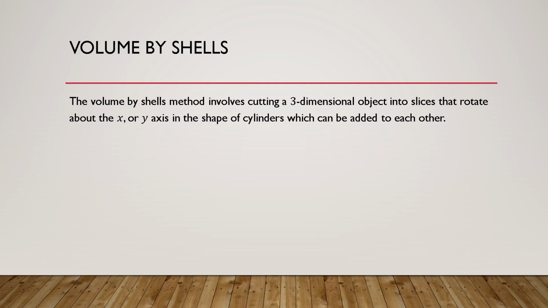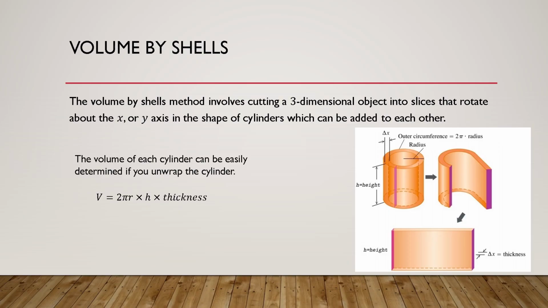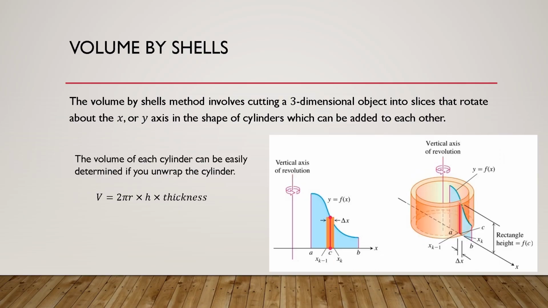The volume by shells method involves cutting a three-dimensional object into slices that rotate around the x or y axis in the shape of cylinders which can be added to each other. The volume of each cylinder can be easily determined if you unwrap the cylinder. Volume equals 2 pi r times the height h times the thickness, or in the context of a shell placed on a coordinate plane graph, volume equals 2 pi x of k times f of c times delta x.